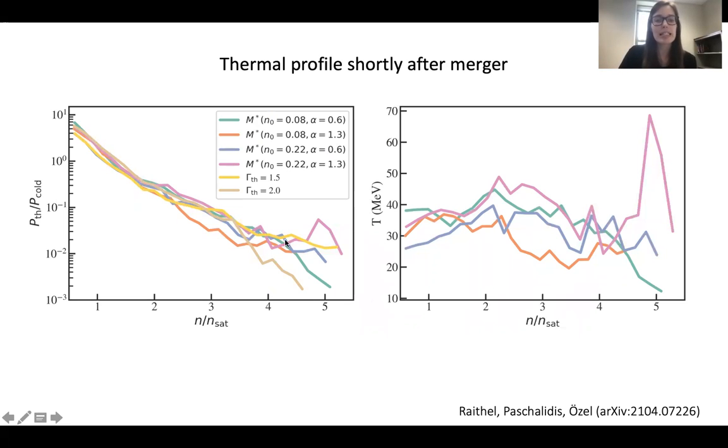And we find differences of up to a factor of 5 in the thermal pressure, depending on the choice of M-star parameters, while the temperatures vary by factors of 2 to 3.